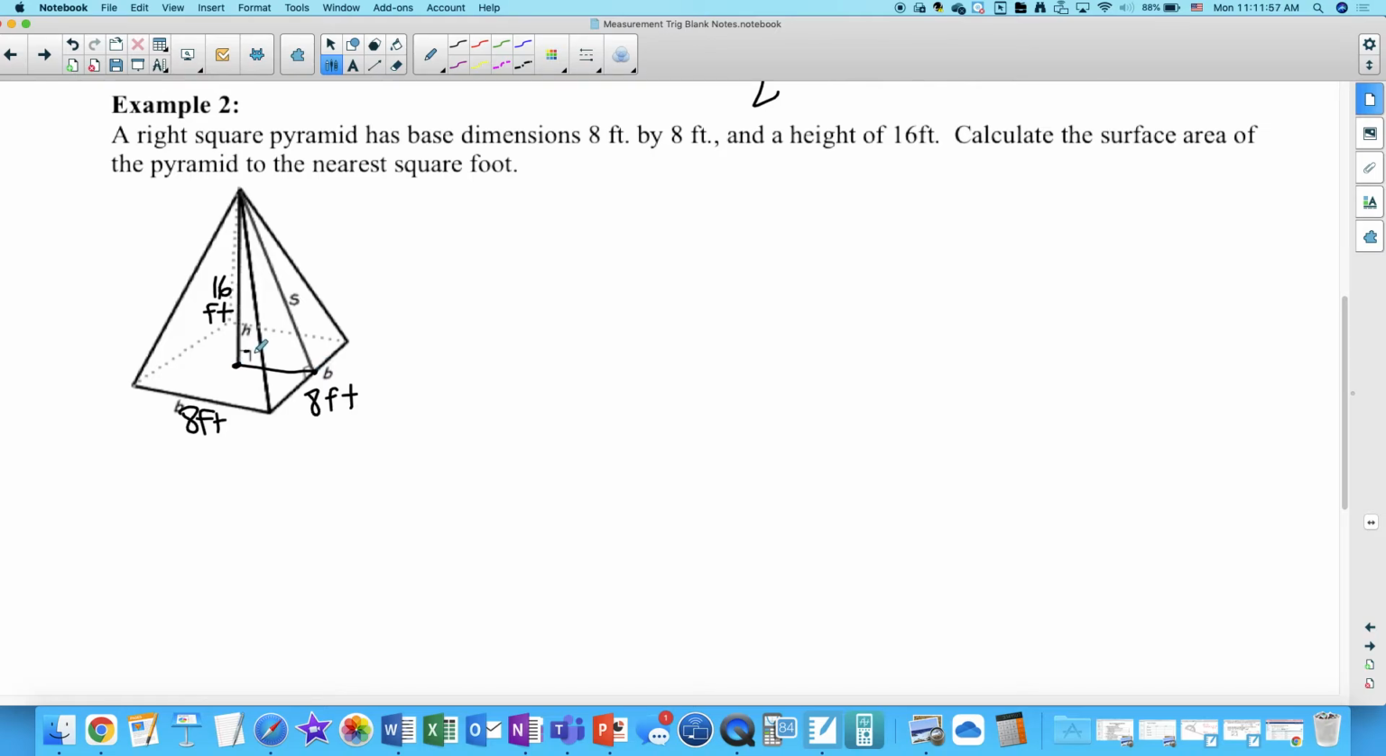And this will be a right angle. Okay. How long is this part over here? Actually, let me just redraw it outside of the pyramid so we can get a better idea. This is 16 feet. How much is this along here? It's 4, right? It's half the base. Exactly. Now we want to know this.